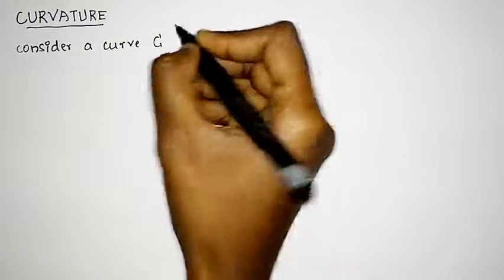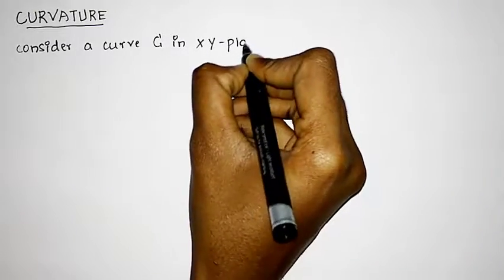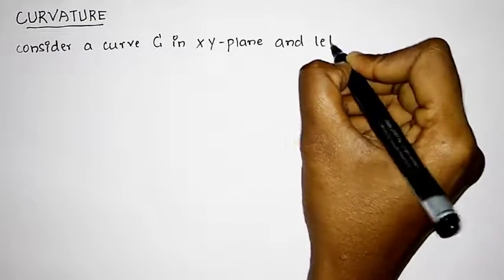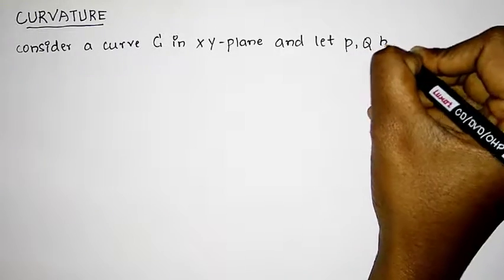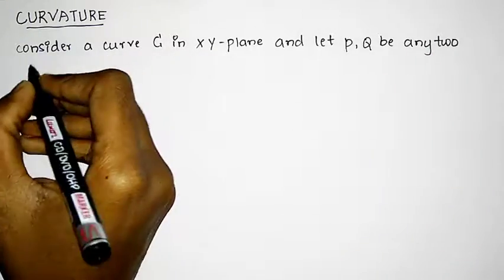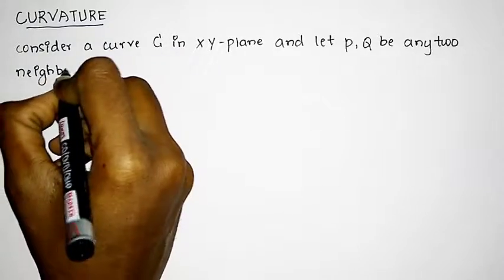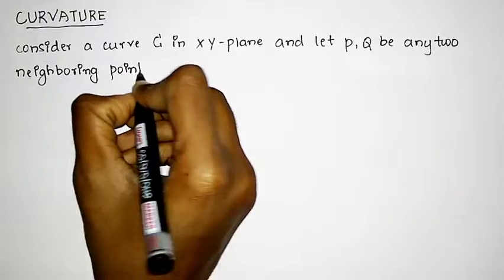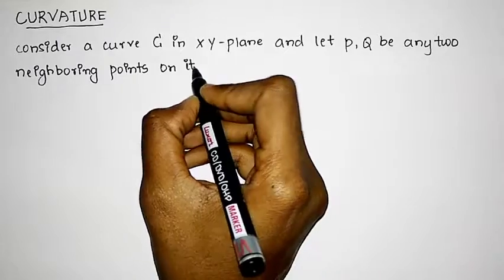C in the xy plane, and let P and Q be any two neighboring points on it. Points on it means points on the curve.